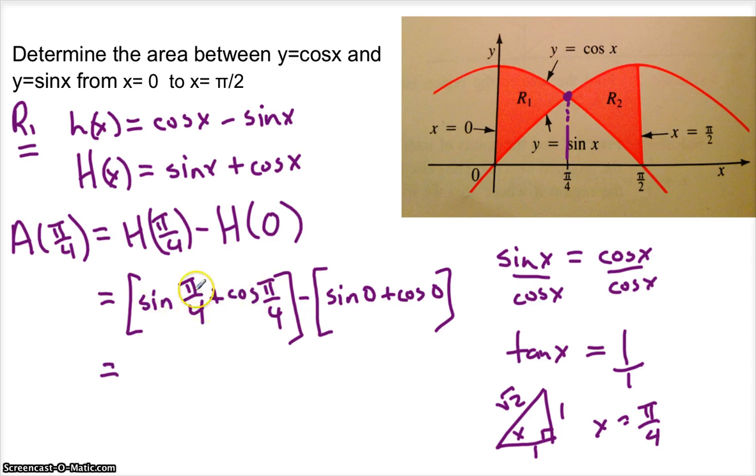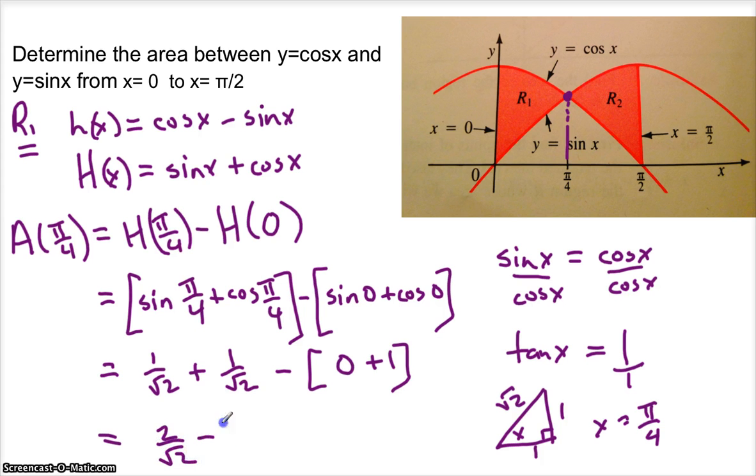These are special angles, 45 degrees, so that's 1 over root 2 plus 1 over root 2. Subtract, sine 0 is 0, cos 0 is 1, and we get, add two fractions here, 2 root 2 minus 1. There you have the area of region 1.